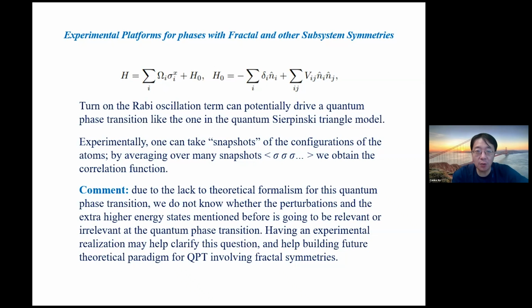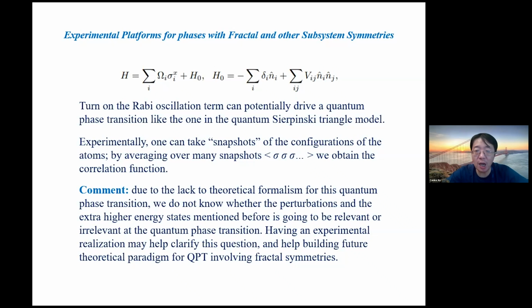Experimentally, one can measure the correlation function by taking a snapshot, by really taking a photo, of the configuration of the atoms. By averaging many photos or snapshots, they can measure the quantum average or thermal average, the expectation value, of the correlation function. So we can get the correlation function.